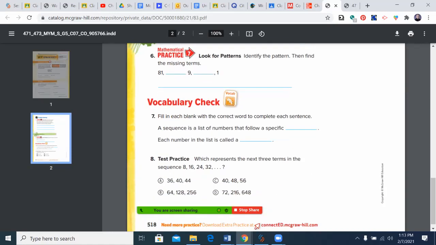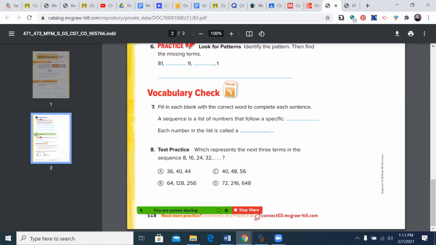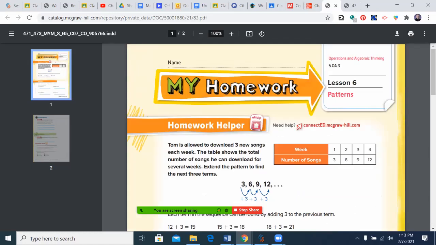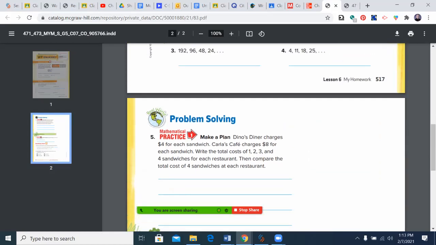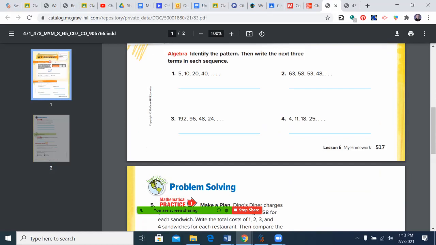Number 6, we talked about identifying the pattern, finding the missing term. 7 is going to be the vocabulary words. We've mentioned those a few times. And number 8, which represents the next 3 terms in the sequence. Multiple ways to turn this in. You could put your name on it, on top and on bottom, or top on both sides, and scan or take a picture of it and email it or text it to me. You could also figure it out on paper and then put it on the Google form. Or if you're an in-person student at some point, you can submit it when you come into class.